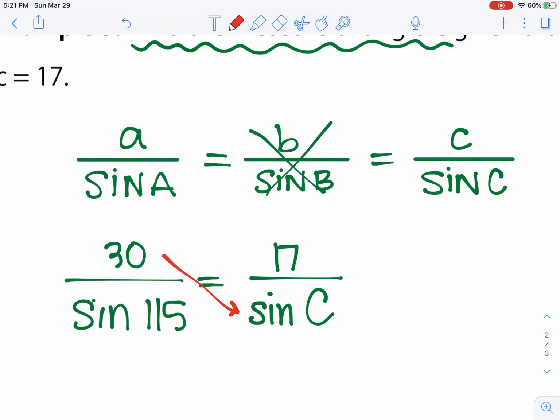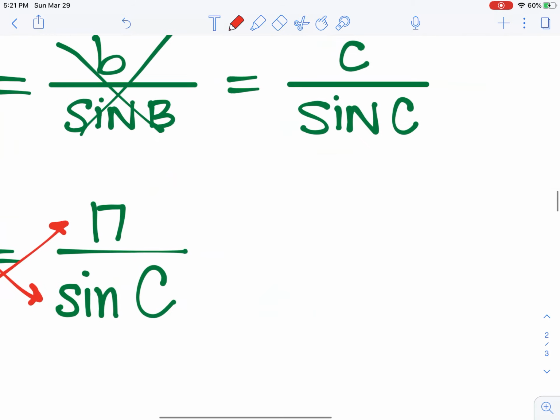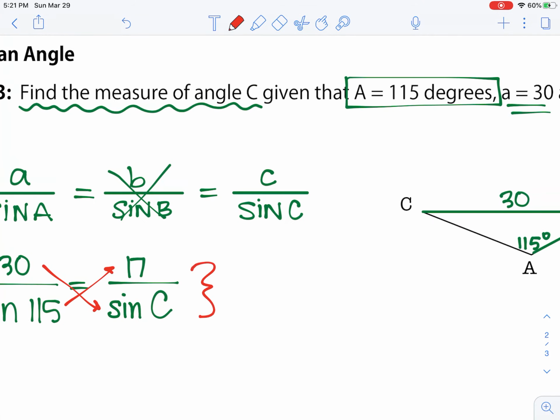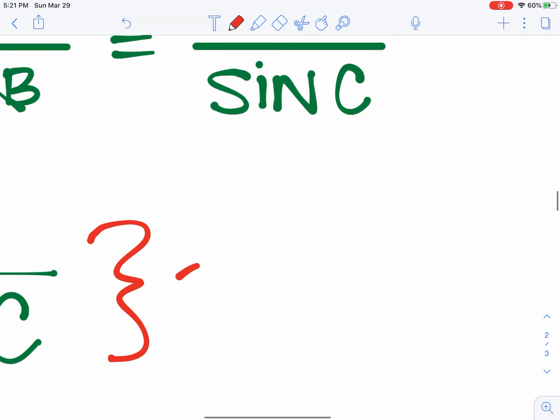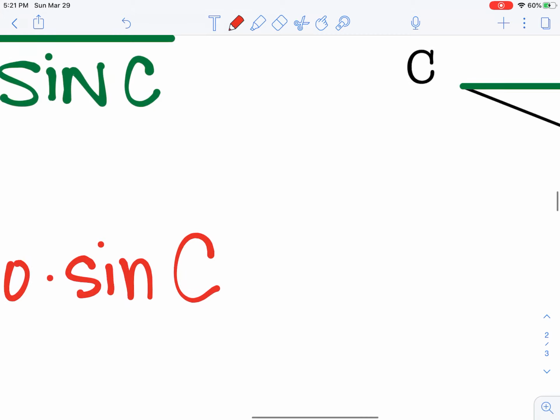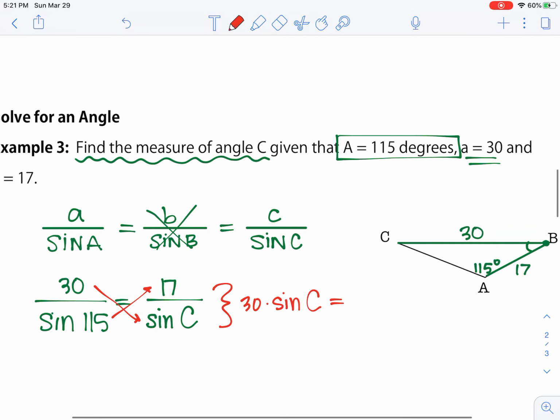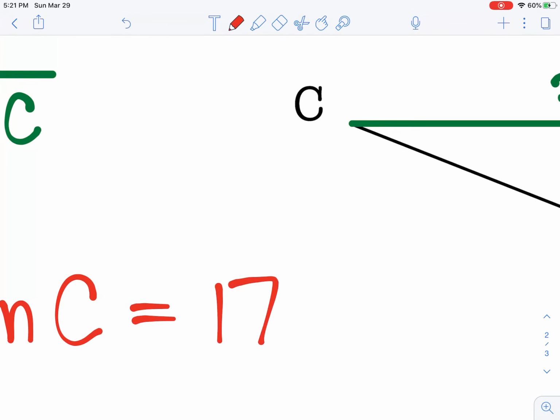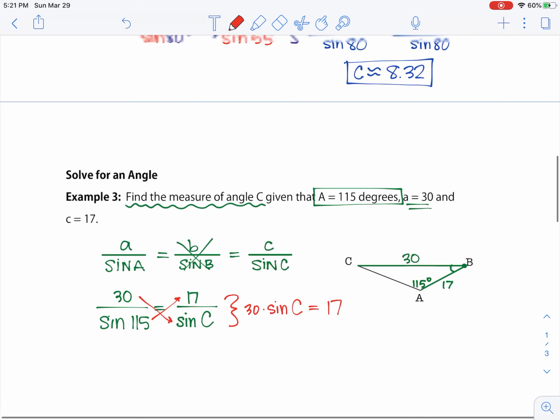So again, law of sines, the whole goal is to set up a proportion. And to solve a proportion, we're going to go ahead and cross multiply. So we should end up with 30 times sine of C equals 17 times the sine of 115.